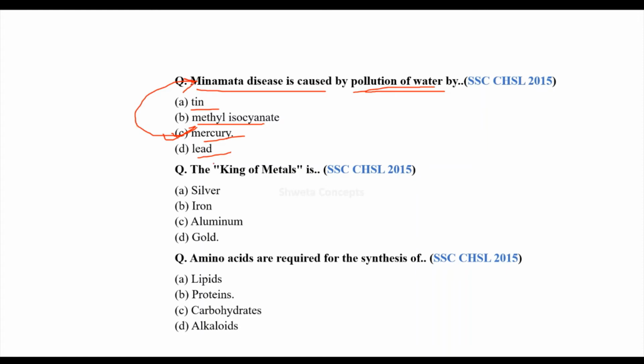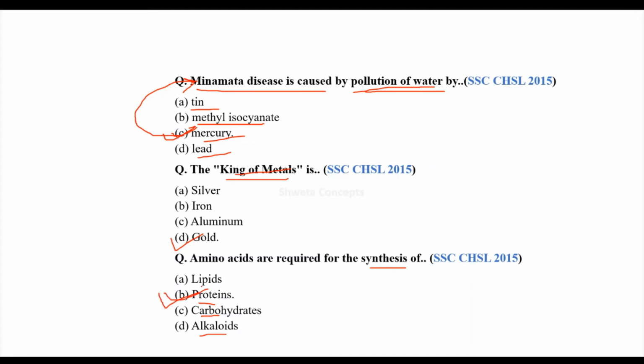Next, the king of metal is, it's a very simple question. So the answer is option D, gold is the king of metal. Now next question: amino acids are required for the synthesis of option A, lipids, B, protein, C, carbohydrates and D, alkaloids. Now the correct answer is option B, proteins.